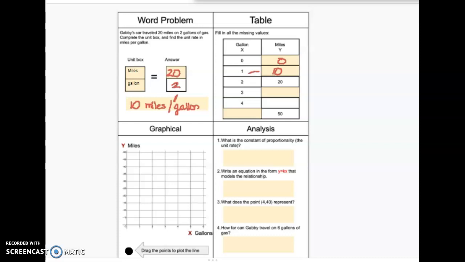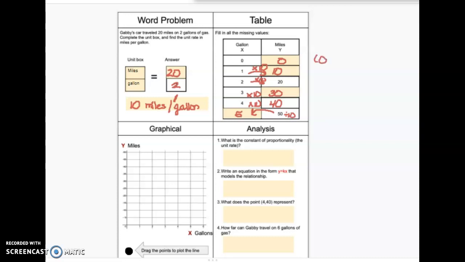And notice we're multiplying by 10 every time, right? Because that's our unit rate. So 2 times 10 is 20, and that's already there for us. 3 times 10 is going to give us 30. 4 times 10, 40. Now when we go backwards, we're going to divide by 10 because we're undoing multiplication. So we get 5, okay? So we have 0, 0.